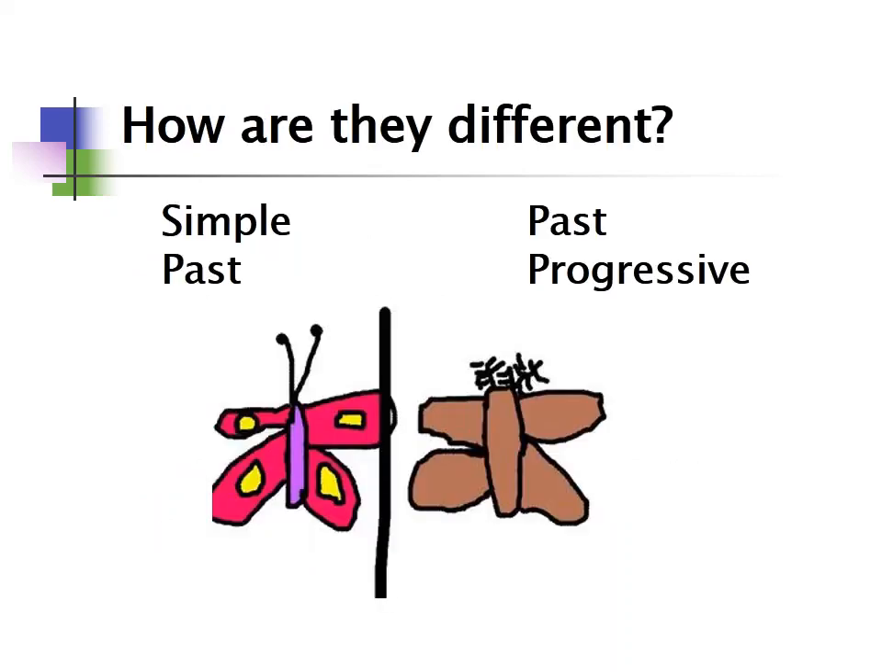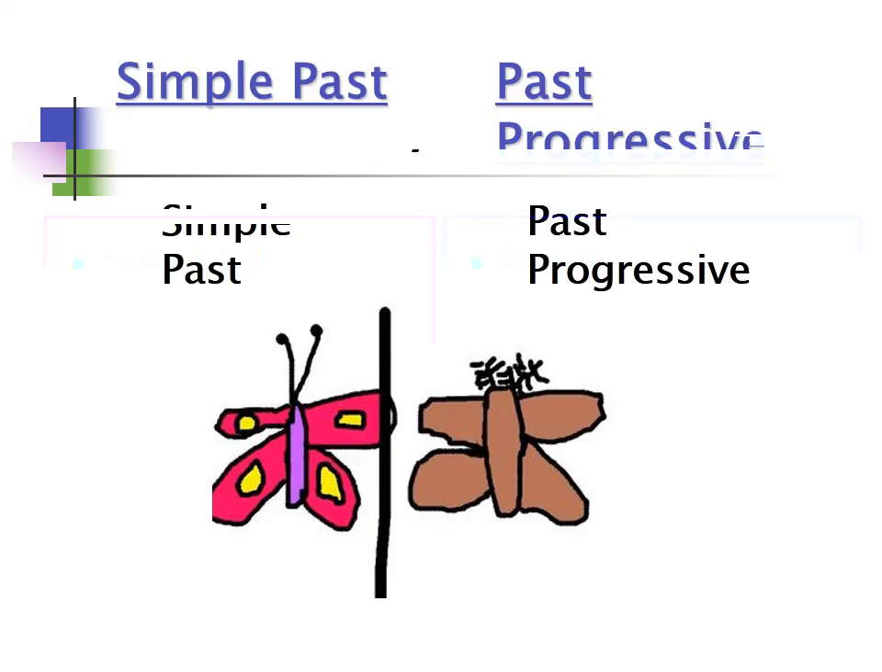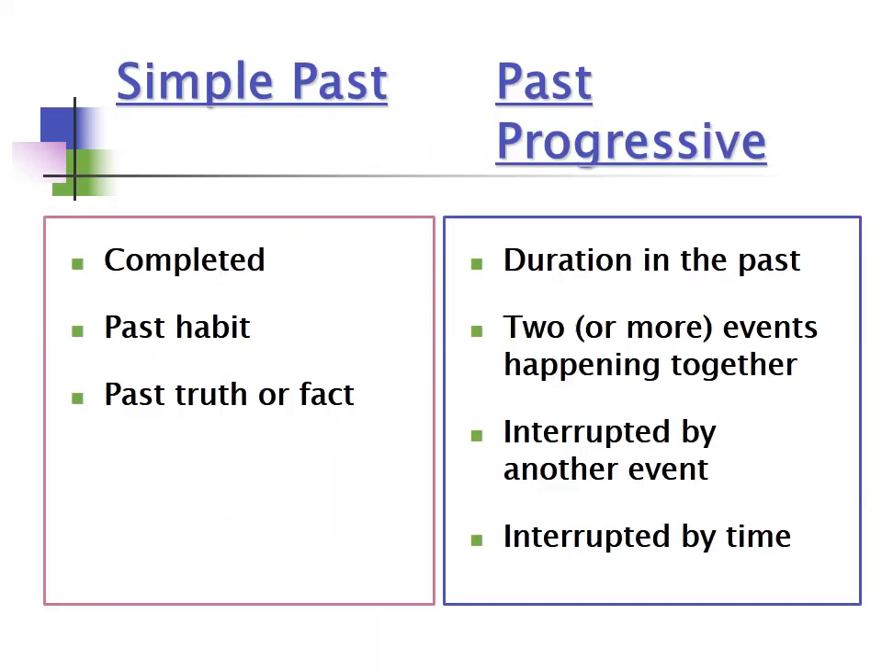So you might ask, how are they different? The simple past and the past progressive. They're both past tenses. The simple past is completed actions in the past. They are past habits or routines, and they are past truths and facts.